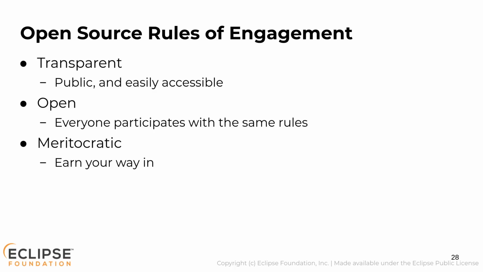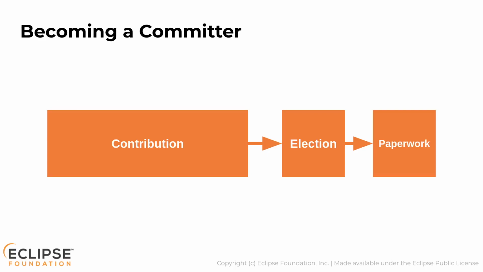Eclipse projects must be meritocratic. Project participants earn their way to additional responsibility. A regular contributor of quality code should be invited to become a committer themselves. A committer who shows leadership may one day become a project lead. We have a well-defined process for turning somebody into a committer that requires a statement of merit. Very often that statement of merit is just a bunch of pointers to contributions that the individual has made to the project. The open source rules of engagement apply to committer elections.